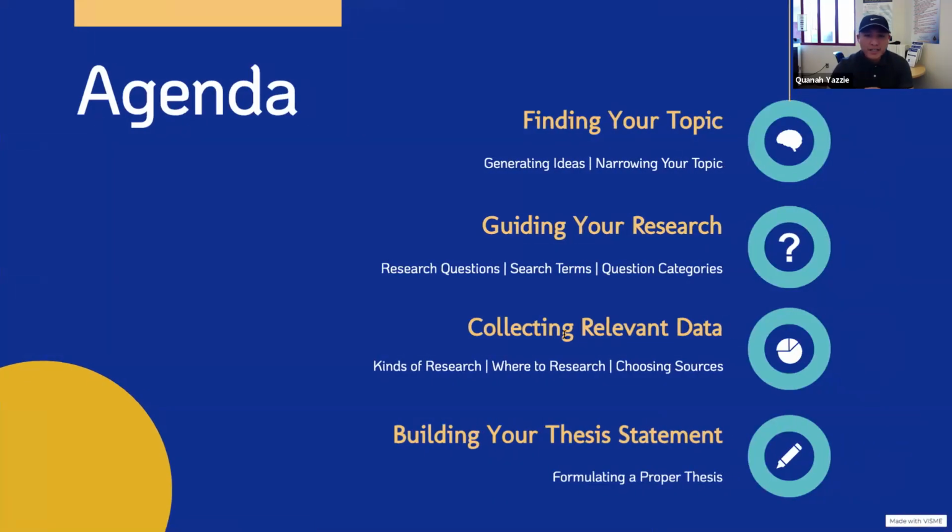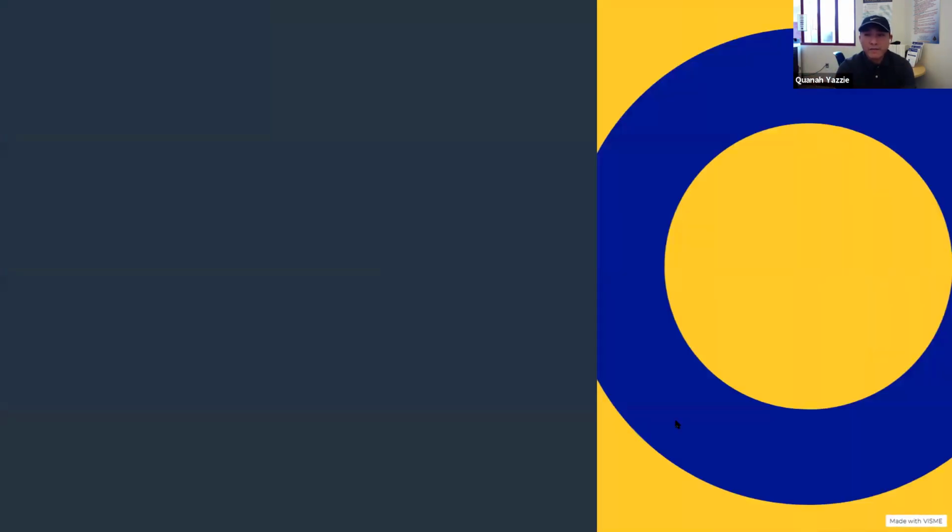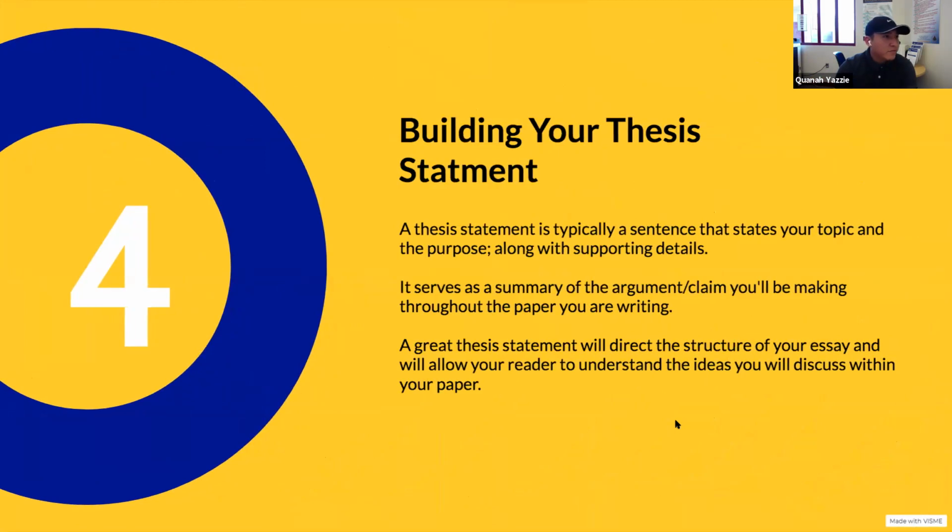All right, so next, the last thing on our agenda is building the thesis statement. Once we've got our idea, narrowed our topic, and critically thought about it: is it reliable? Do we have relevant data? Do we have enough data? Now we begin to generate our thesis statement from everything we've collected so far. A thesis statement is typically a sentence that states your topic and the purpose of what you're writing about. It usually involves evidence as well, along with your supporting details. So it serves as the summary or the claim that you'll be making throughout the paper you are writing.